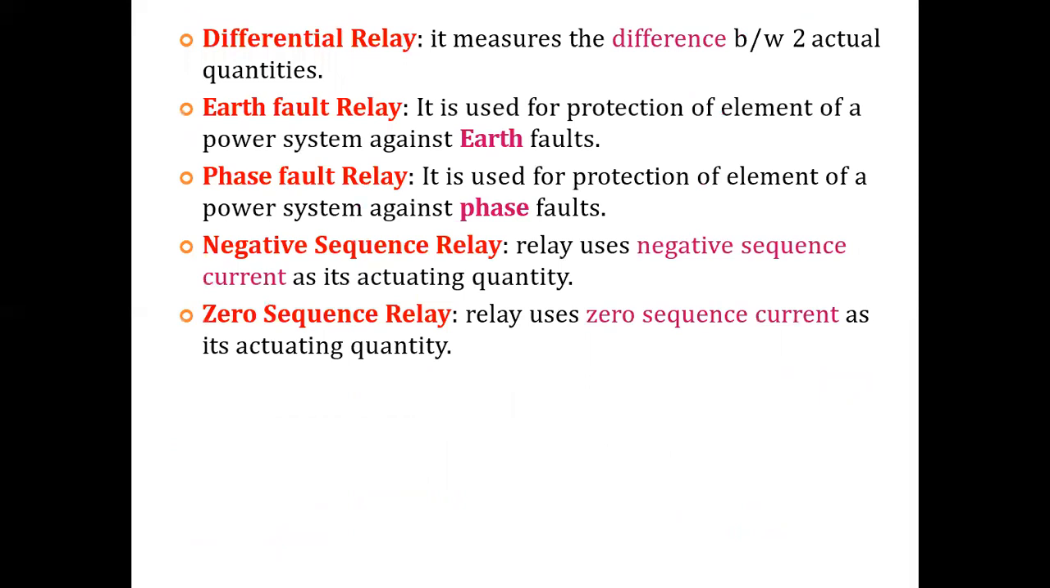A differential relay. It measures the difference between two actual quantities. Earth fault relay. It is used for protection of elements of a power system against earth faults. Phase fault relay. It is used for protection of elements of a power system against phase faults. Negative sequence relay. The relay uses negative sequence current as its actuating quantity. Zero sequence relay. The relay uses zero sequence current as its actuating quantity.